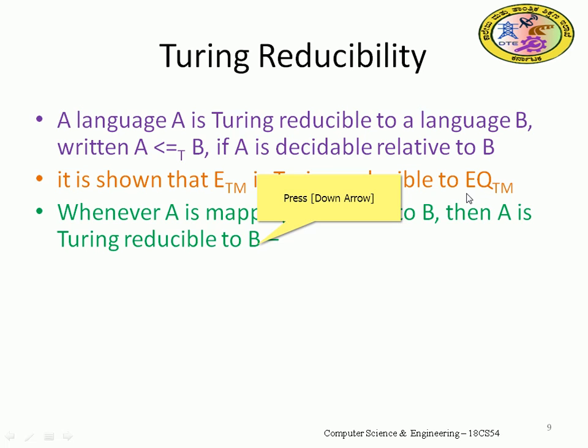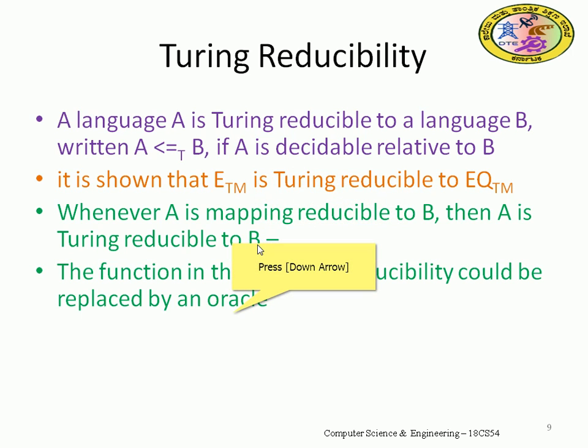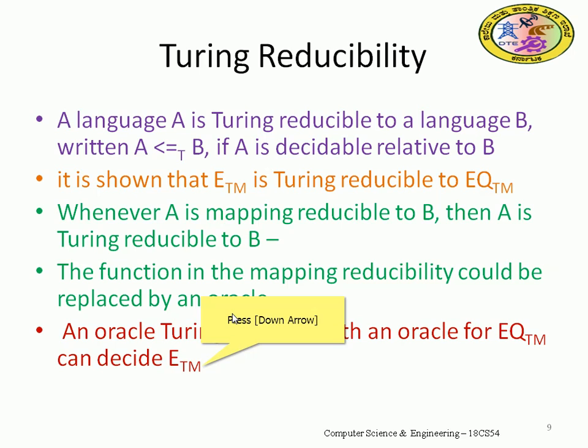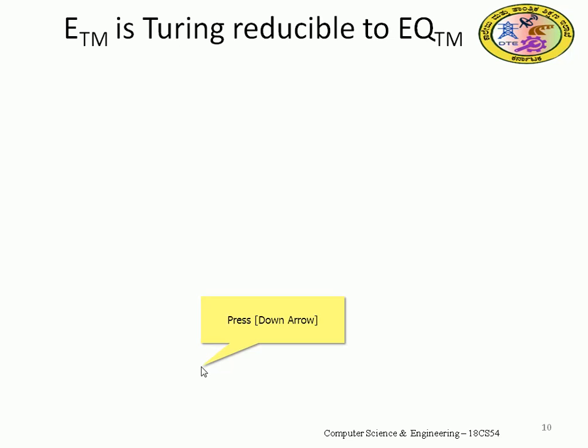If A is mapping reducible to B, then A is Turing reducible to B, right? The converse does not hold. The function in the mapping reducibility could be replaced by an oracle. So the oracle Turing machine with an oracle for EQTM, the equivalent TM problem, can decide E of TM, the enumerable TM. So E TM is Turing reducible to EQTM, the equivalent Turing machine.